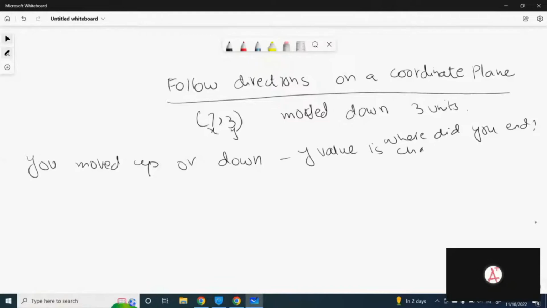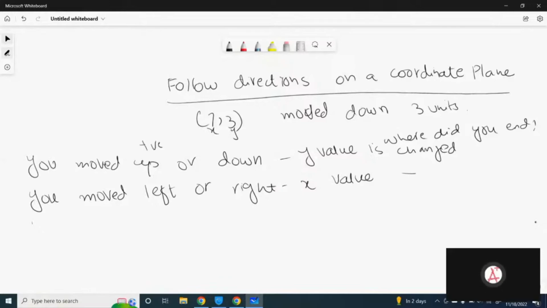And whenever you move left or right, the x value is changed. Got it? Okay, to move up, you have to add in the y value. To move down, you have to subtract from the y value. Same is the case if you move left, you have to subtract, and if you move right, you have to add. Like for this one, you moved down 3 units.